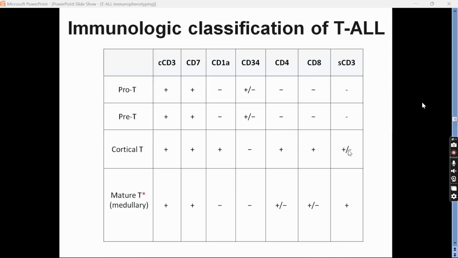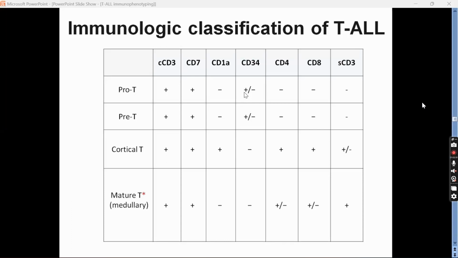Surface CD3 will be variable, positive to negative, because it is in the process of attaining surface CD3. Whereas when it becomes mature or medullary TALL, it will be positive for cyto CD3, it will be positive for CD7, and once it goes to the medullary area, 1A will be lost. So 1A is interim, it will be expressed only in the cortical stage. So 1A is lost. 34 will be definitely lost because 34 is expressed only in the very early T cells.